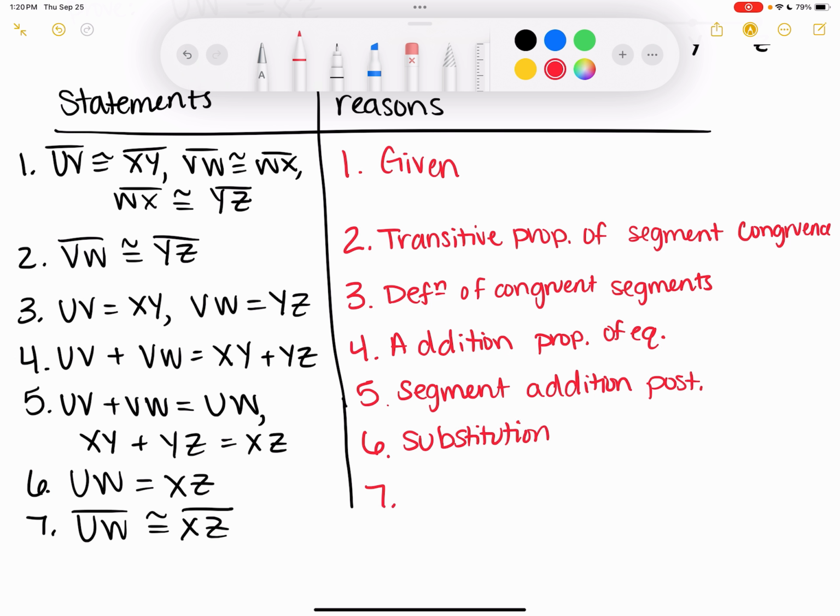And the last thing, how do I get from 6 to 7? A reason could repeat itself. Is it definition of congruence? Yep, definition of congruent segments.